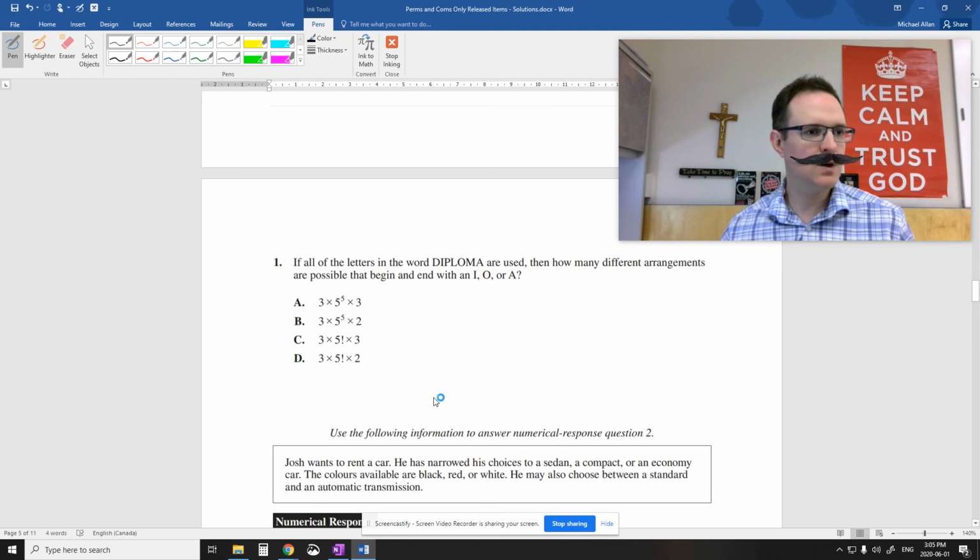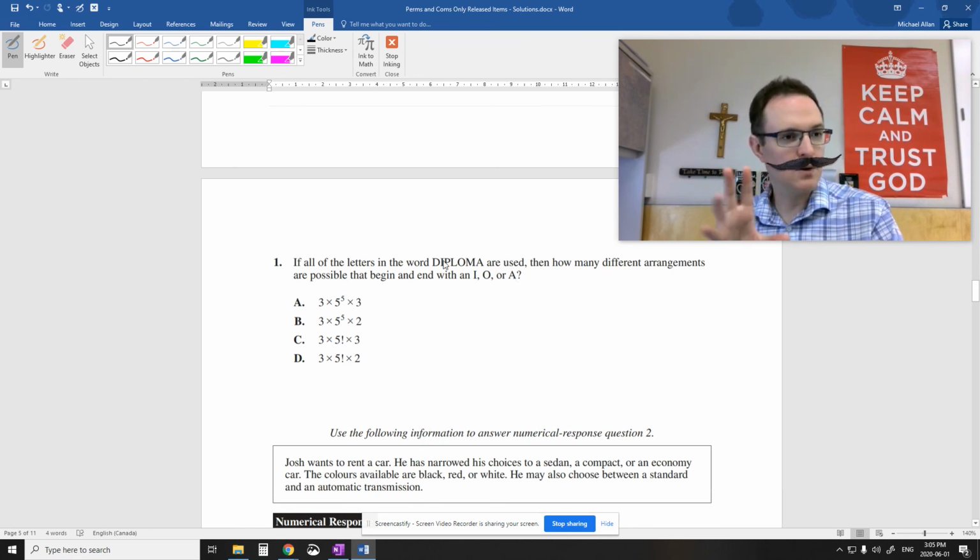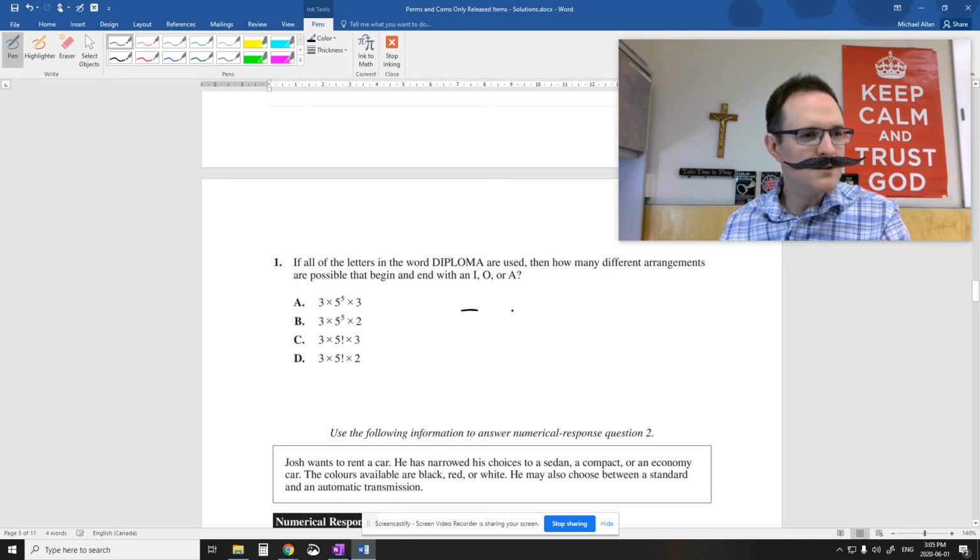Of all the letters in the word diploma, how many different arrangements are possible if it must begin and end with an I, O, or an A? Okay. Now this is an or situation, but we can just simplify this down. Okay, so how many letters? 1, 2, 3, 4, 5, 6, 7. All the letters are different. Okay. 7 letters. We got 3, 2, and then we have all the other letters in here. So 5, 4, 3, 2, 1. That's just 5 factorial. Cool.